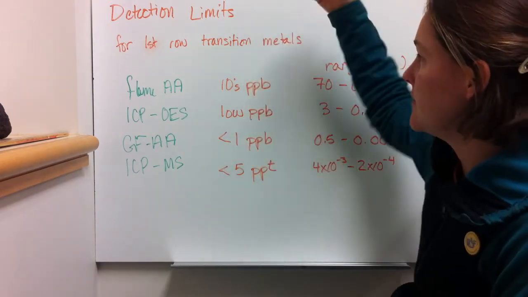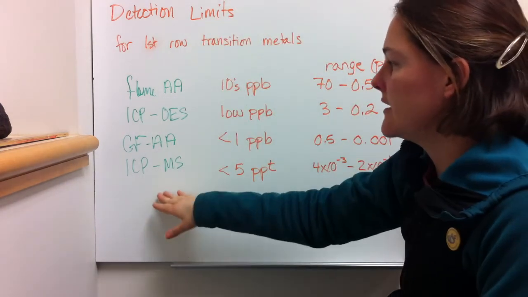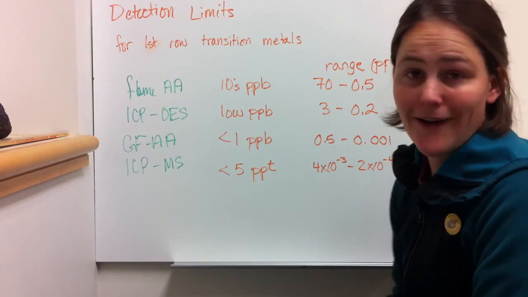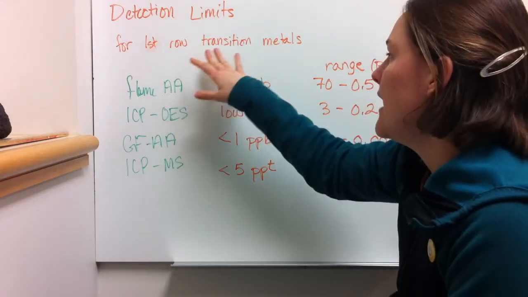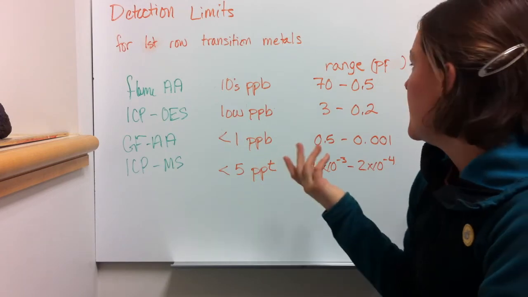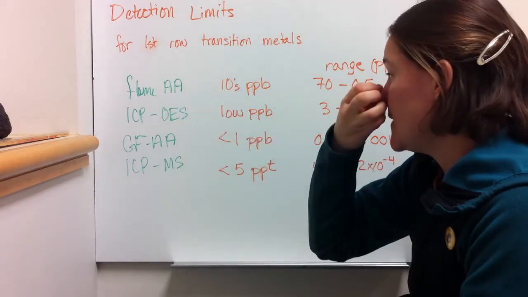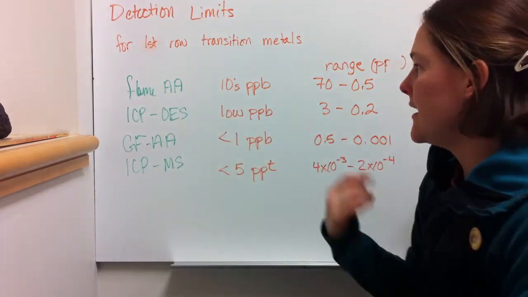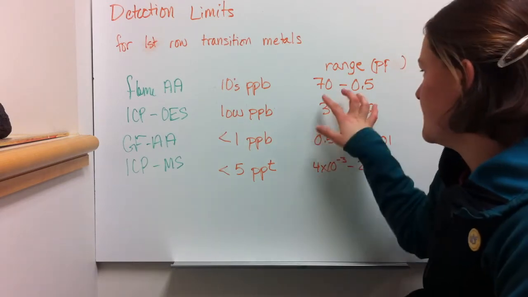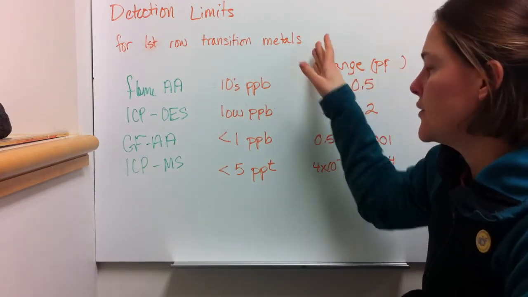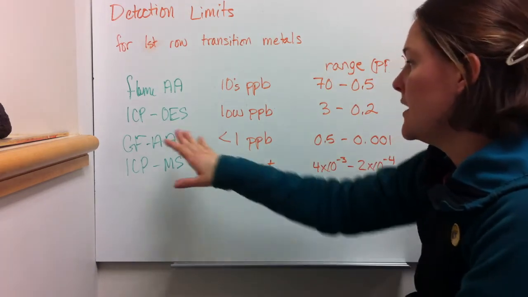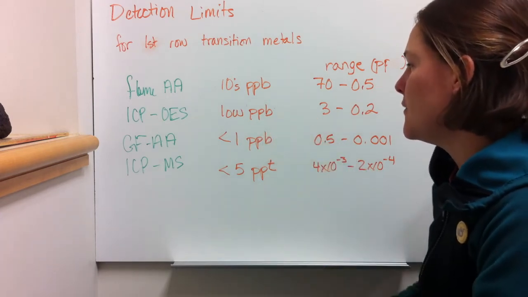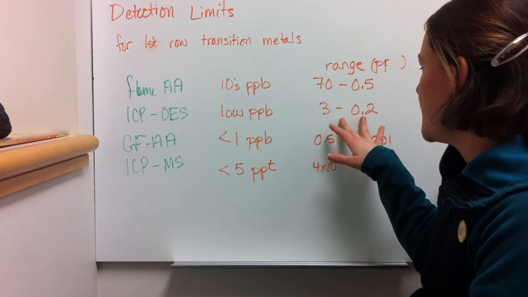So let's briefly go back and revisit detection limits. Basically, I listed several techniques. We haven't talked about either of the ICP techniques so far, but that's coming right up around the bend. So I just looked it up for the first row transition metals. Basically, flame AA, so this is listed in order of least sensitive to most sensitive. So flame AA, you're in the tens of ppb range, from 70 to 0.0 to 0.5 for the first row transition metals. ICP OES is the next most sensitive, and you're in the low ppb range right there with 3 to 0.2.